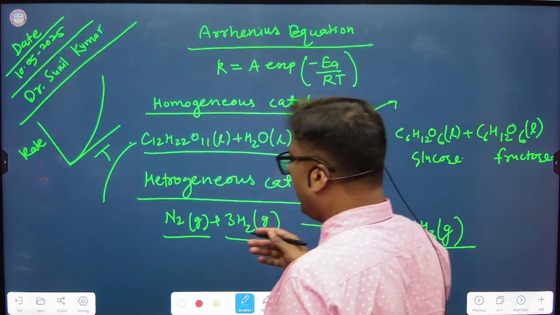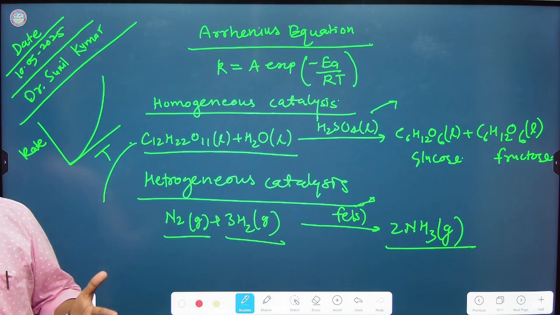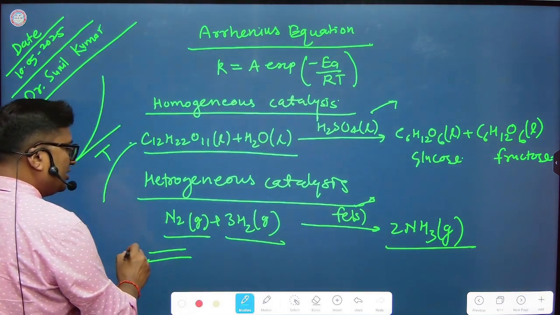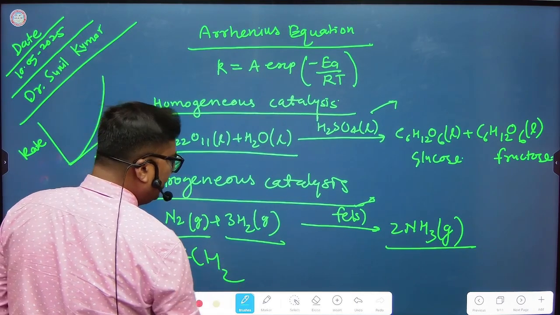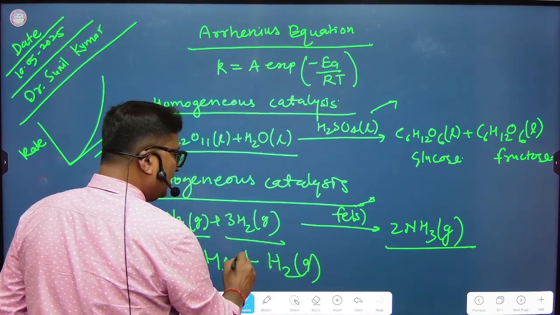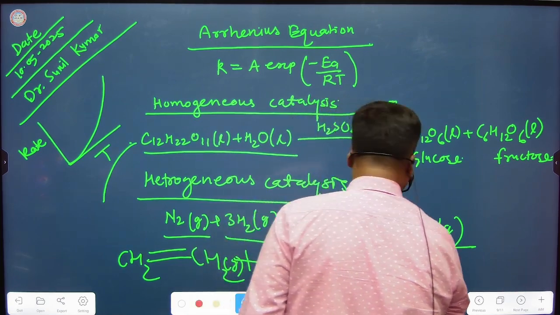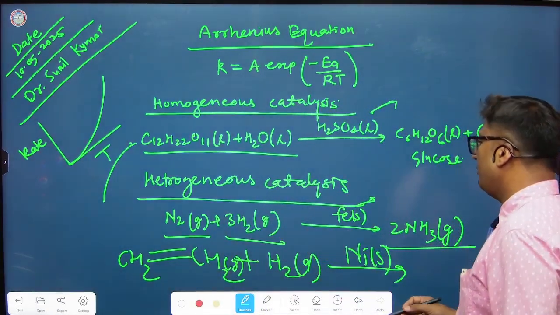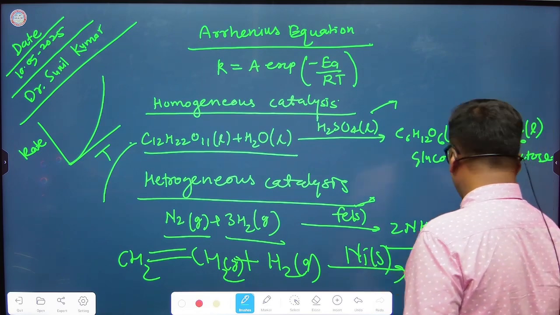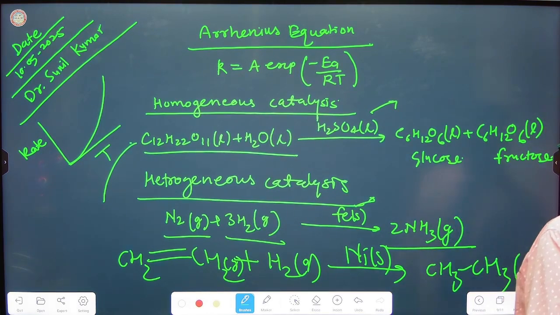And also one most important example is hydrogenation of olefins or alkenes. So in the presence of nickel, if there is a double bond, CH2=CH2, that is ethylene, it will react with hydrogen gas. So this is also ethylene in gaseous state. So in the presence of solid nickel, this double bond will be broken and new bonds will be formed on both carbons. So then this will be CH3-CH3, that is ethane in gaseous form.